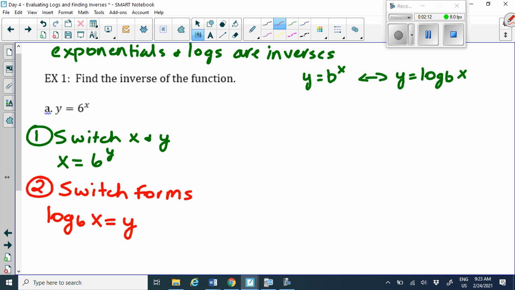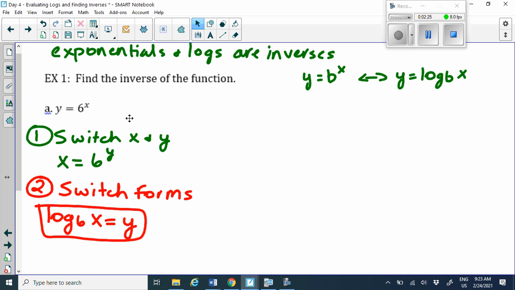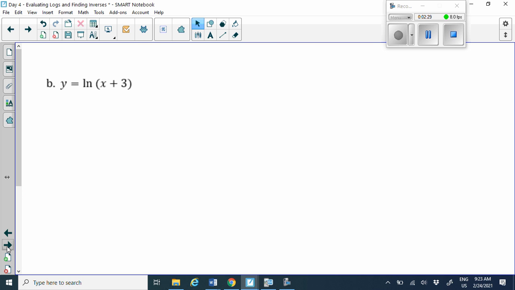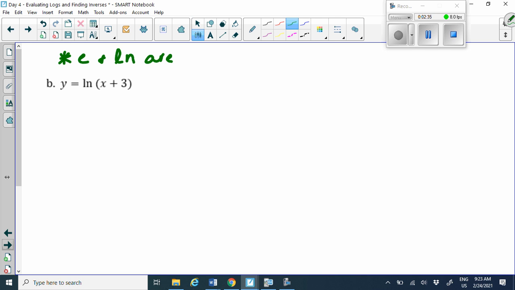So that's maybe another way you can think of it: if I'm switching my forms, I have to have y equals. Now, from here, if we had anything else to move over, we would have done that. But otherwise, y is all by itself. It's already solved for. So this would be our final answer here. Okay? Okay, let's go ahead and do the next problem. We're going to do the same thing. Now, remember that e and natural log are inverses.